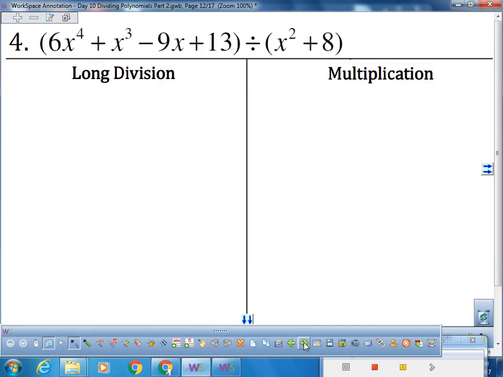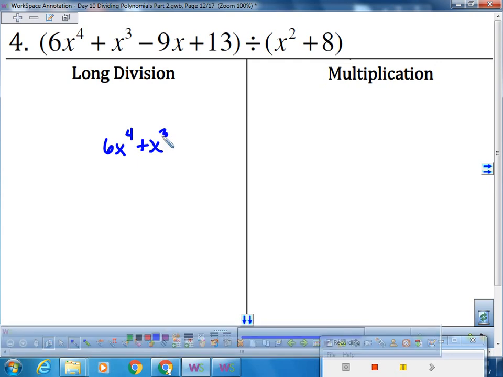All right, number 4. Ooh, this one's a fun one. Yes, exactly. So I have x to the 4th plus x cubed. What am I looking for? I'm looking for holes, right? There's a hole here.